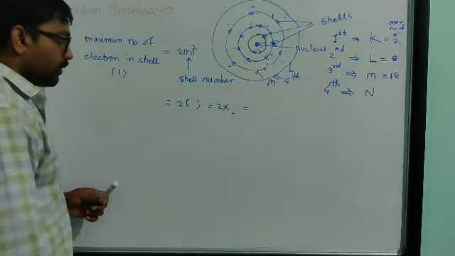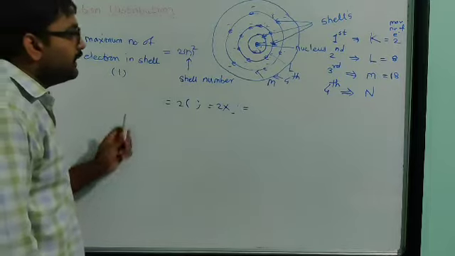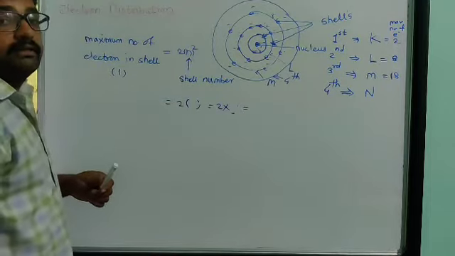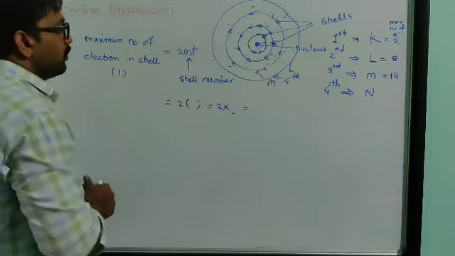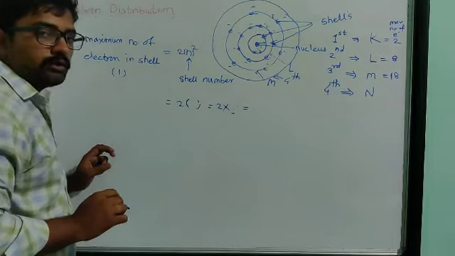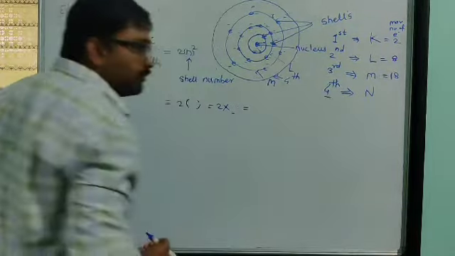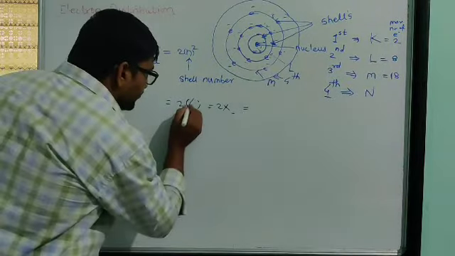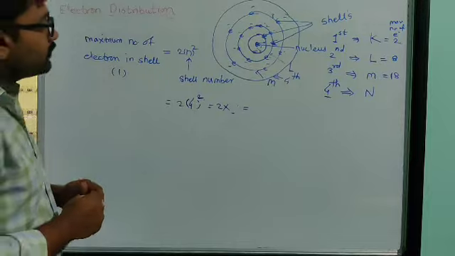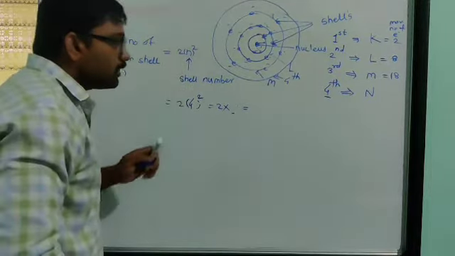Now, the maximum number of electrons that can be present in the nth shell, that is what we have to find out now. Instead of n, we have to put the shell number, and we know N has shell number 4, because it is the fourth shell from the nucleus. So instead of n square, we have to put 4 square.